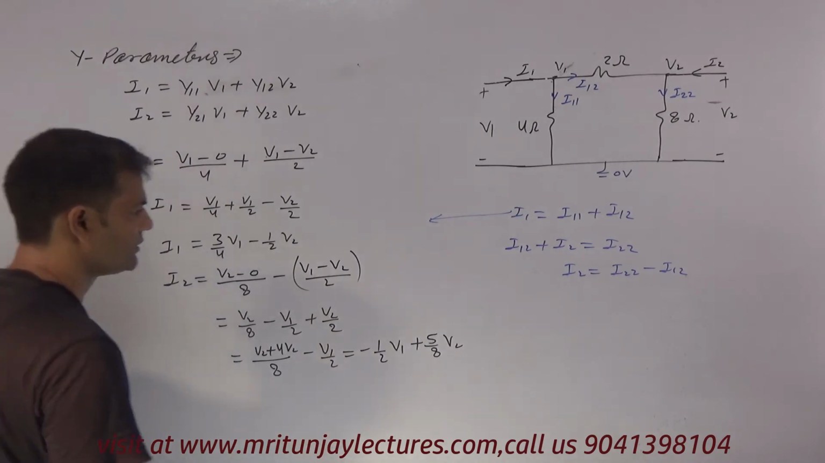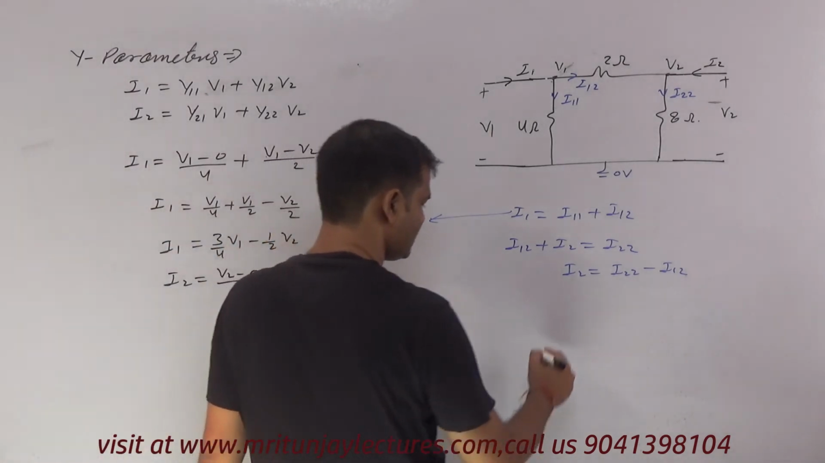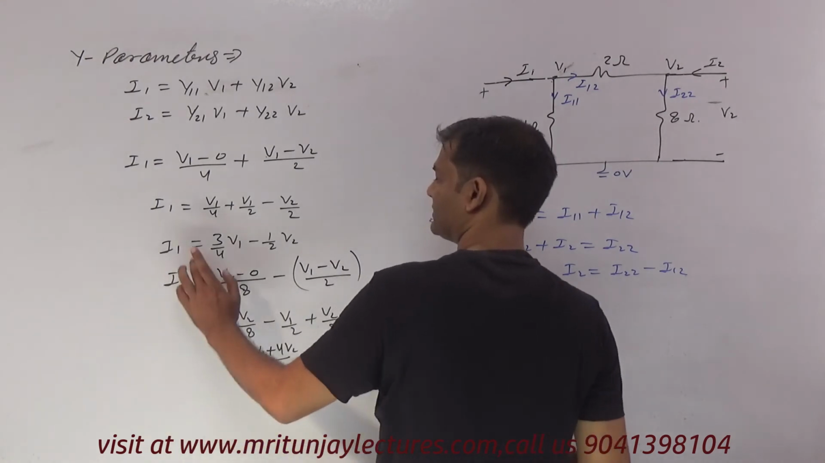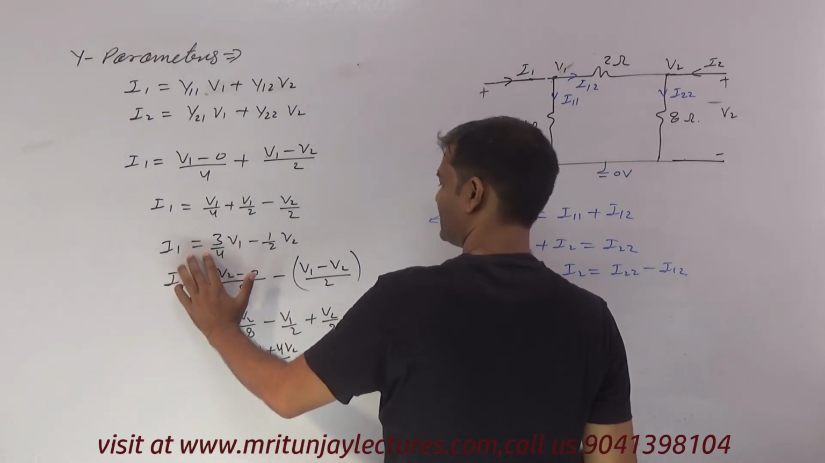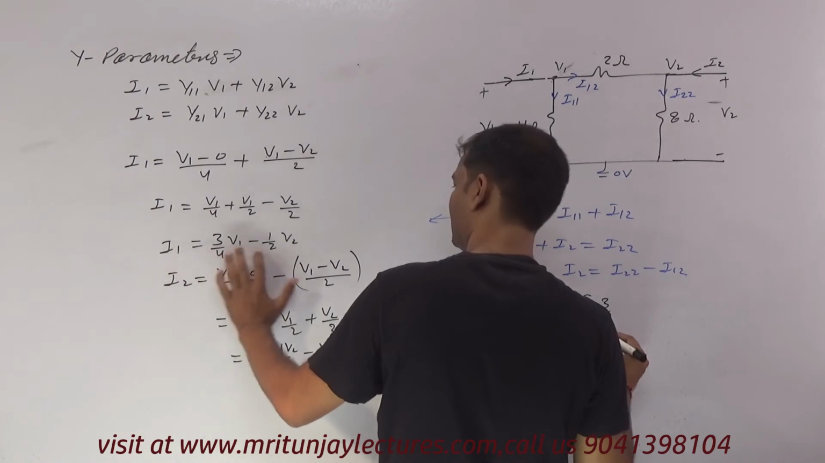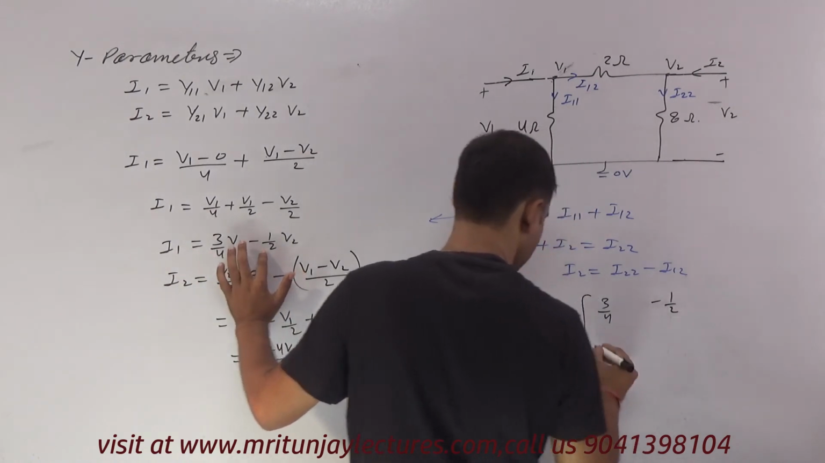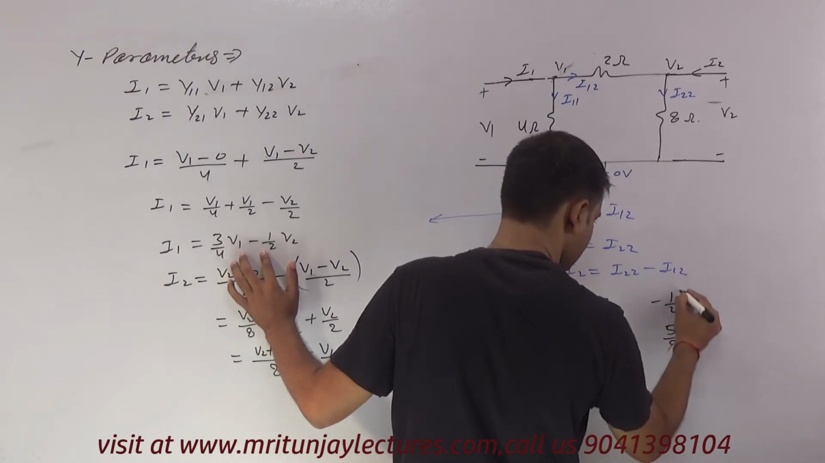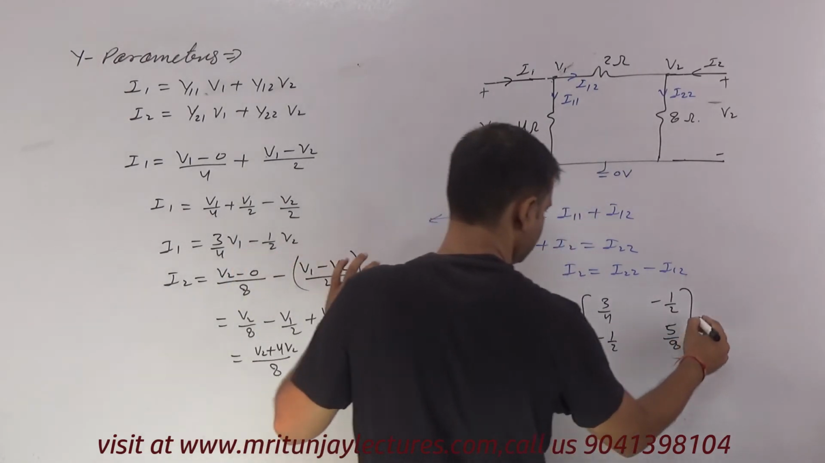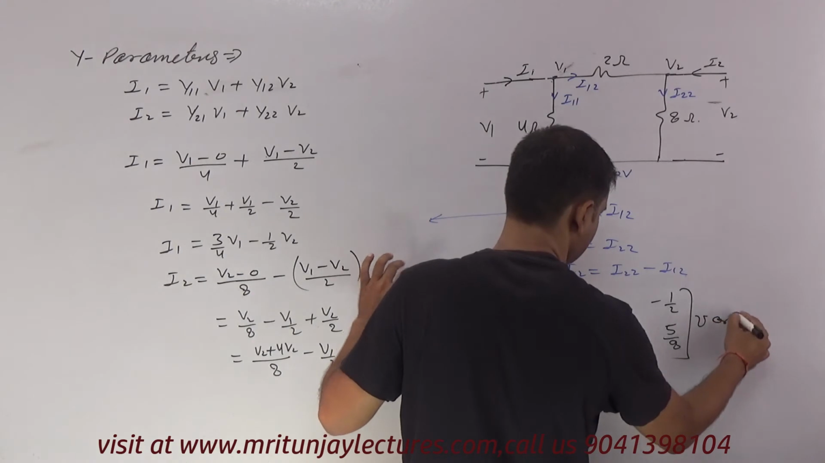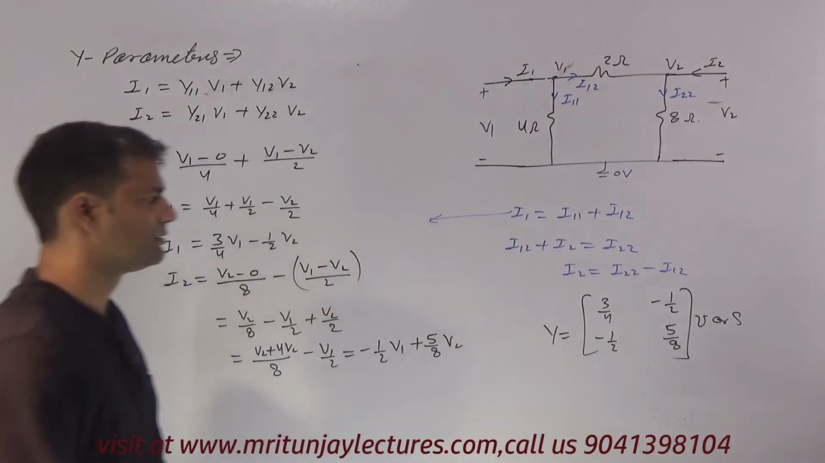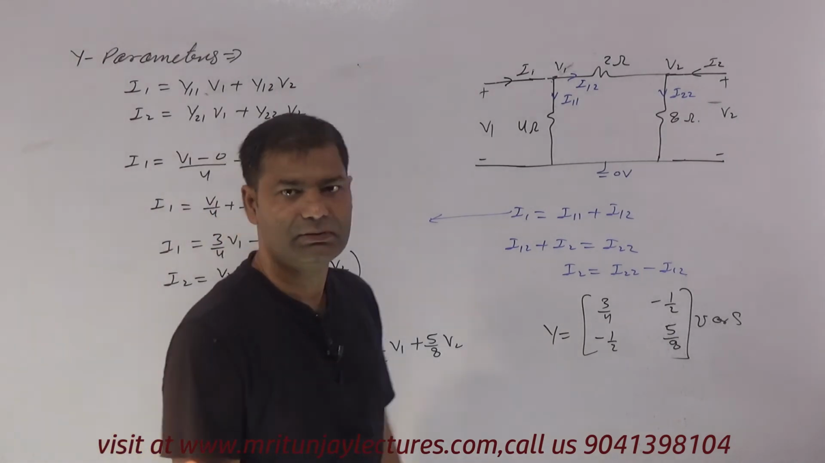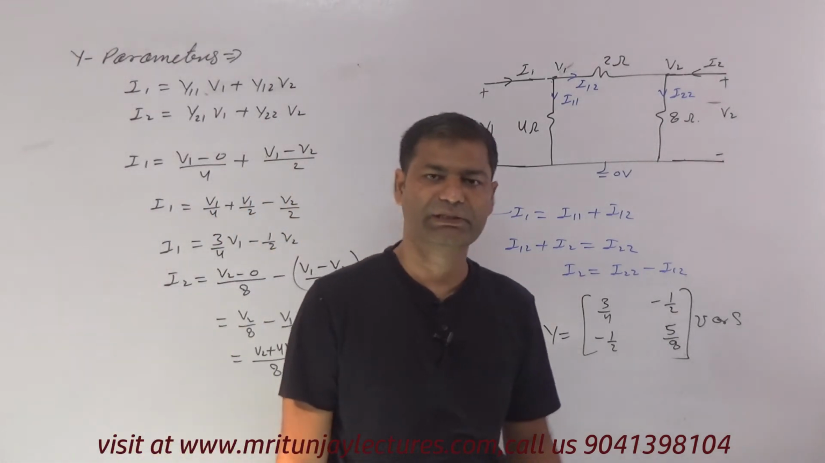Clear or not? So finally the Y parameters we got are: Y11 is 3 by 4, Y12 is minus half, Y21 is minus half, and Y22 is 5 by 8. Very simple. The unit is ohm inverse, or you can say siemens. Same answer in both methods, whether you follow the first method or the second method.